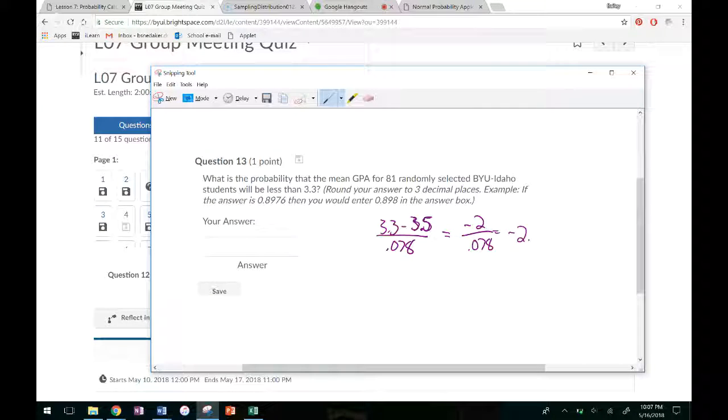So, negative 2.564. Okay, 3.3 minus 3.5 equals, divided by, oops. Yeah, 2.564. Okay.